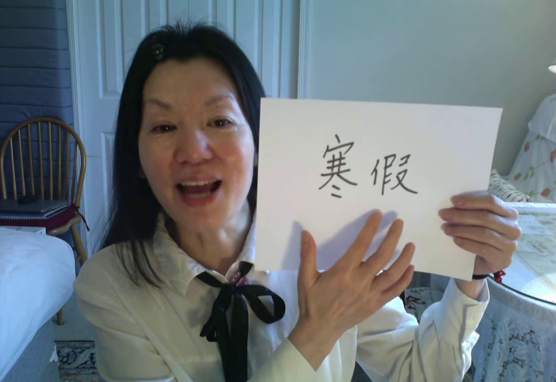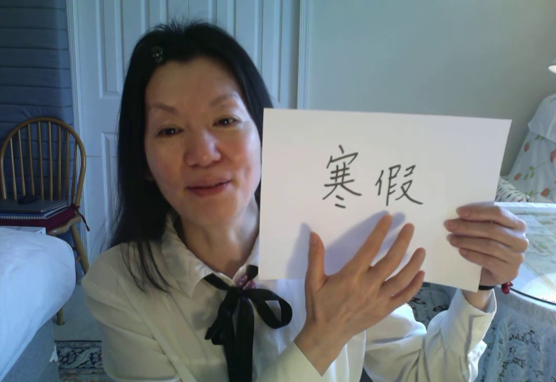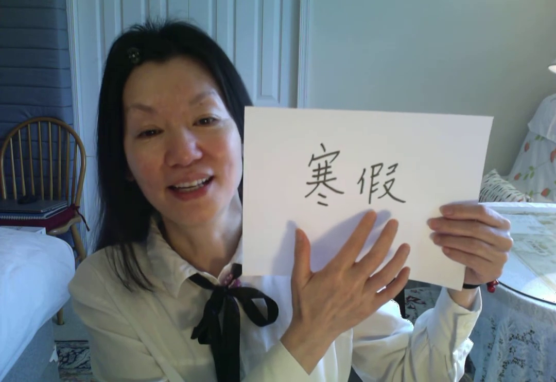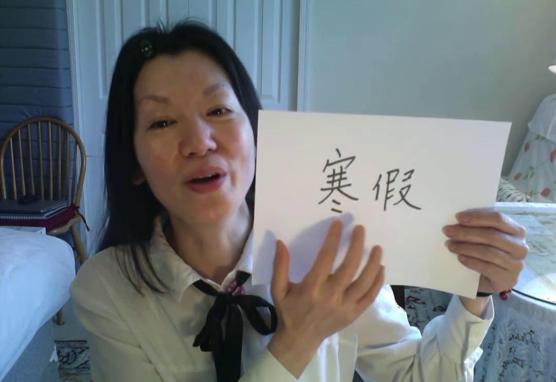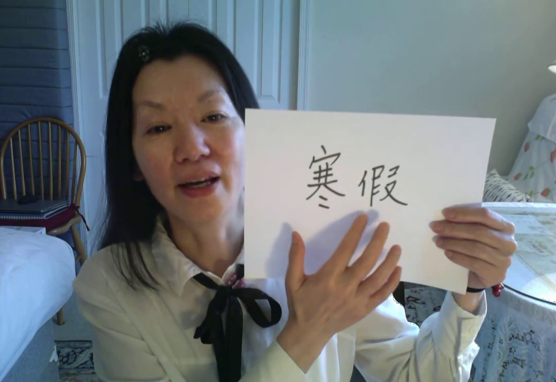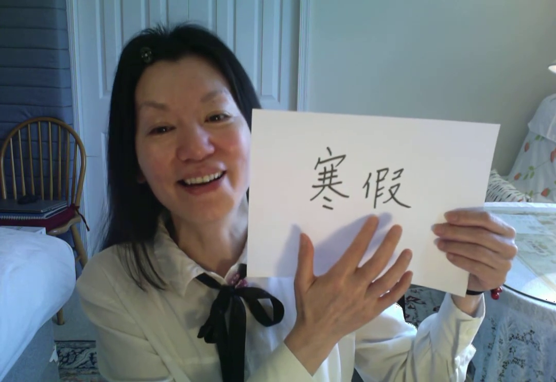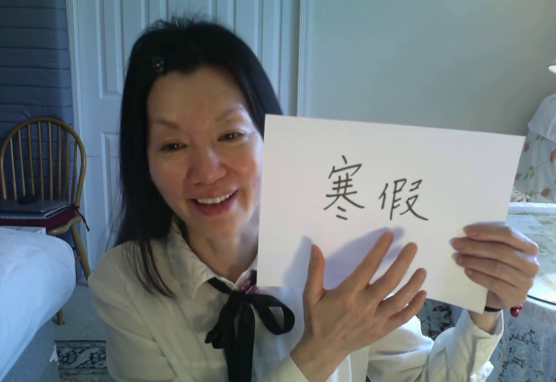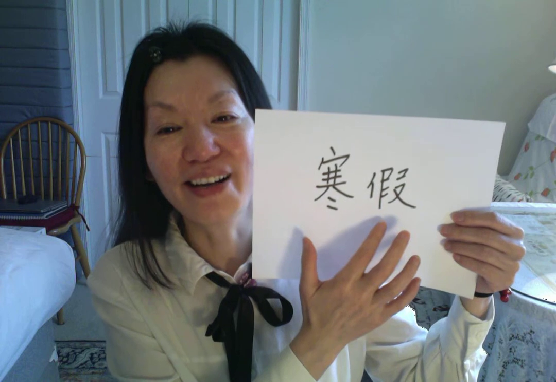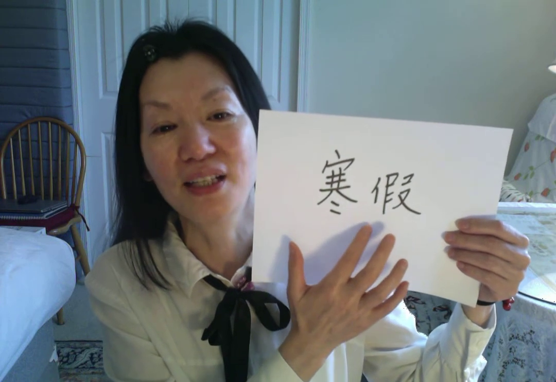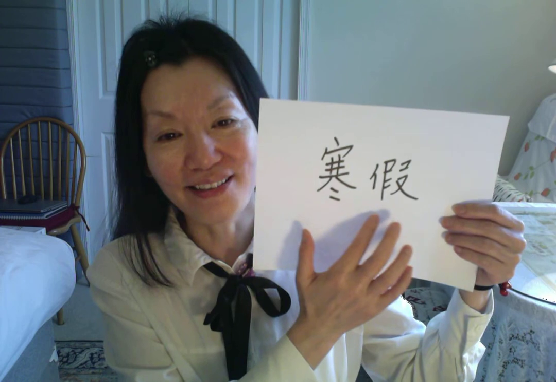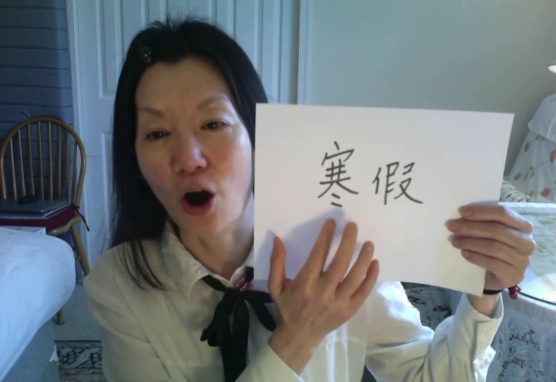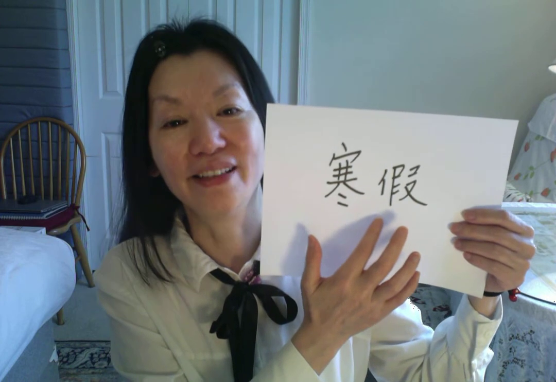Han by itself is cold and very cold. Jia by itself can mean day off or holiday. But here it is not holiday, it's winter vacation. If we say 假日, you know 日 is a day, so 假日 means a holiday. 放假 and 假 just mean a day off, two meanings here. Anyway, we pronounce 寒假, winter vacation. 寒 is cold, 假 can say day off or holiday.